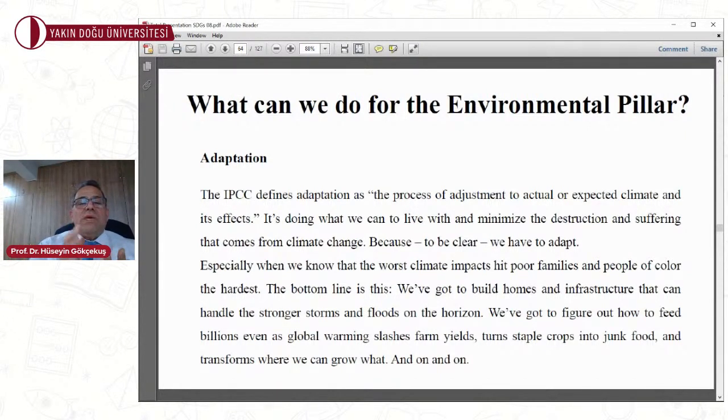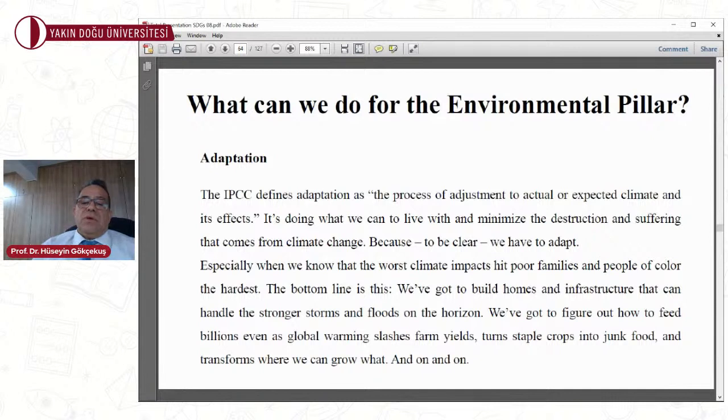It's doing what we can do to live with and minimize the destruction and suffering that comes from climate change. Because, to be clear, we have to adapt, especially when we know that the worst climate impacts hit poor families and people of color the hardest. The bottom line in this, we have got to build homes and infrastructure that can handle the stronger storms and floods on the horizon.